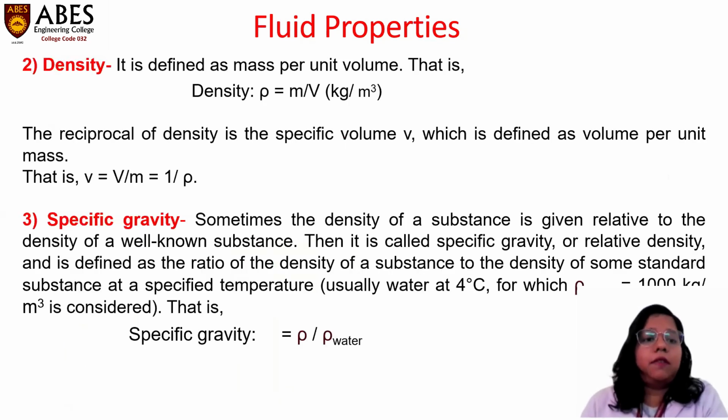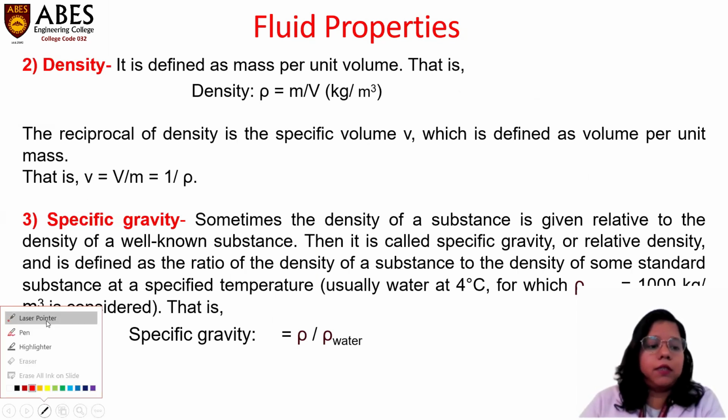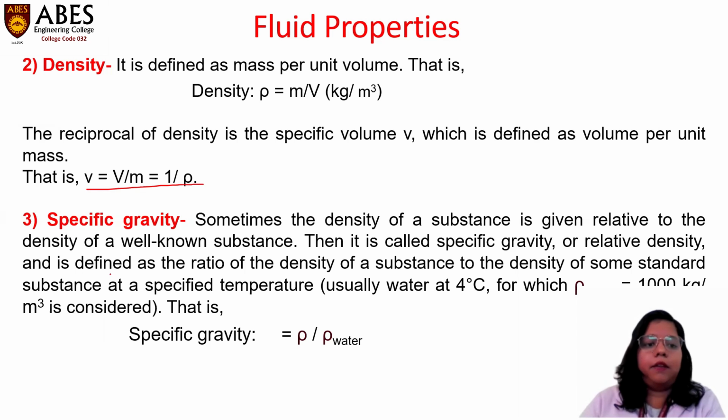The next property is density. It is defined as mass per unit volume. Density is denoted by rho. Rho is equal to mass per unit volume, m divided by v. The unit of m is kilogram, kg, and the unit of volume is meter cube. The unit of density is kilogram per meter cube. The reciprocal of the density is termed specific volume, that is volume per unit mass. So v is volume per unit mass. Here, 1 by rho, the reciprocal of density.